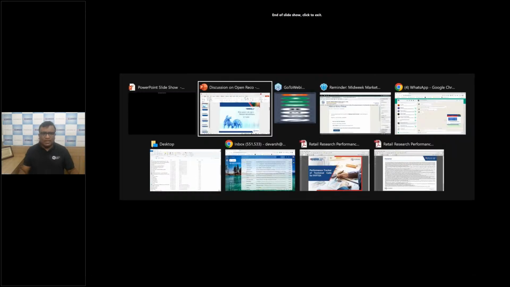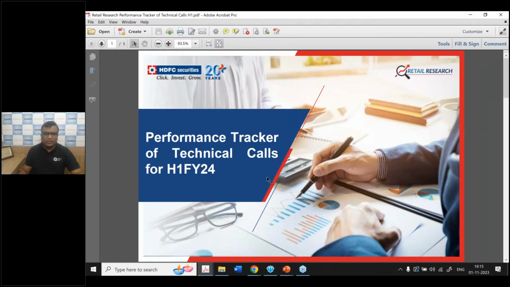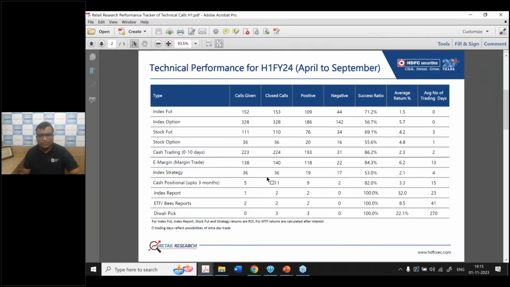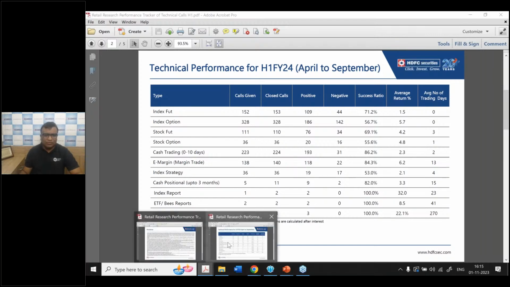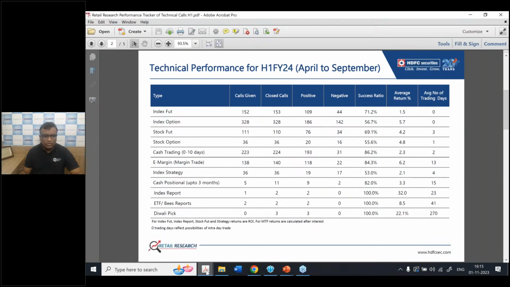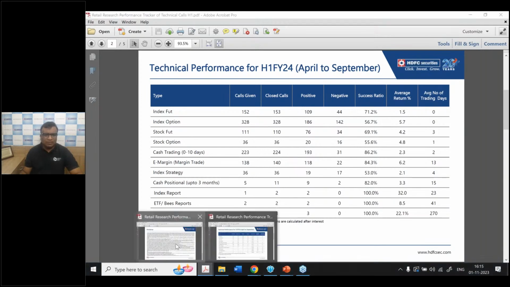Apart from that, I wanted to highlight the performance of the research recommendations over the first half, April to September. In many of the categories, if you are a trader in derivatives or in e-margin, amazing performance has come from our team, and I recommend you look at this performance and use this research to benefit from it.